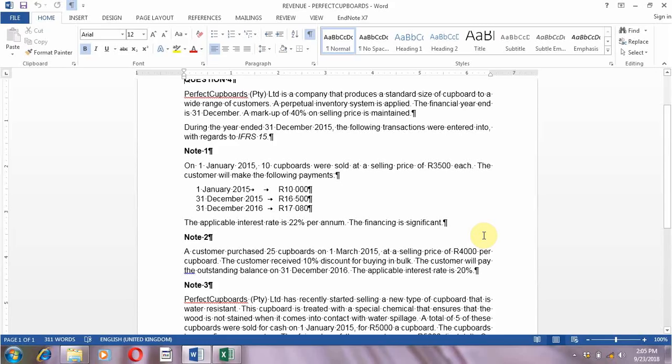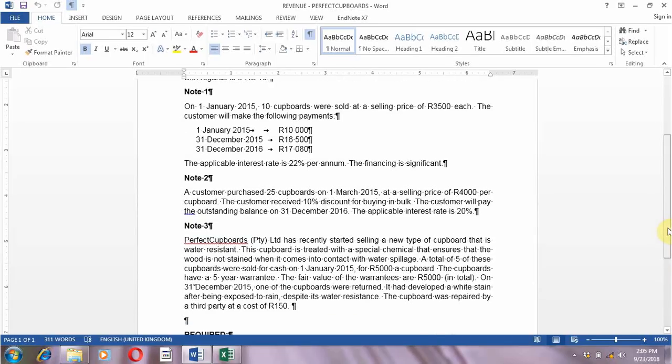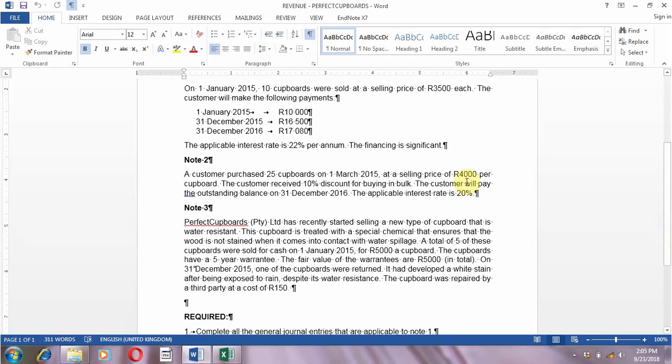During the year ended 31st December, the following transactions were entered into with regards to IFRS 15. And there they've given you three different notes. So in note number 1, they say on 1 January 2015, 10 cupboards were sold at a selling price of 3,500 Rand each. Each, the word each, very, very important. It means that 3,500 Rand is not the collective total.